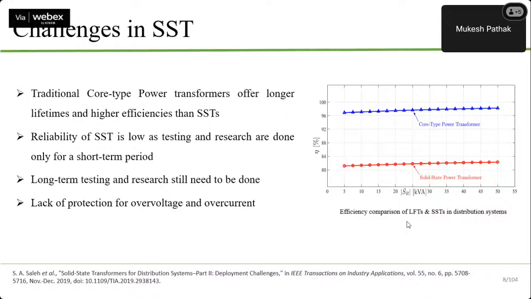Reliability of SST is low because it has a lot of power electronics on both primary and secondary side. So the number of components increases, and as component count increases, reliability will also suffer. So there is a need for more research and testing for these transformers. But nevertheless, there is a lot of work going on in converters and power electronics for solid state transformer. So this gap can be bridged very soon.